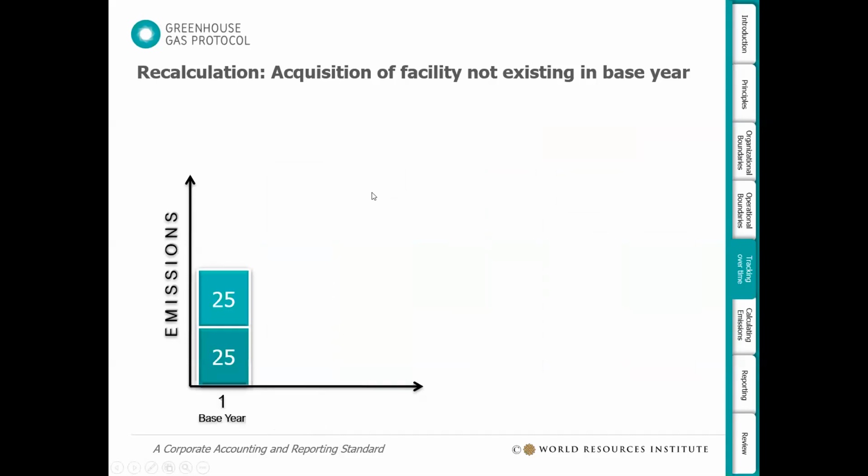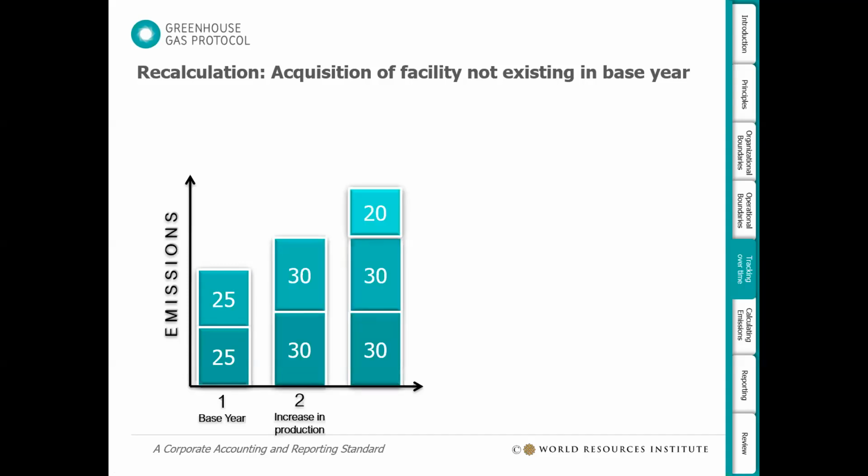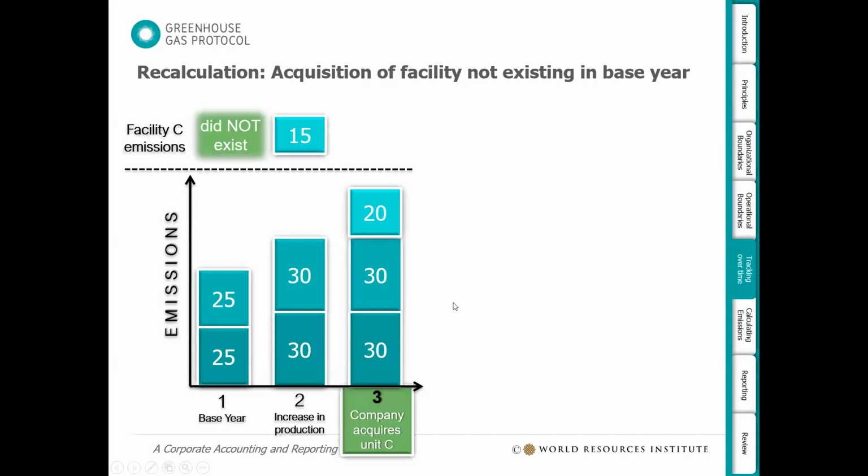And finally, one more example. Here, a company has acquired a facility that didn't exist in its base year. In year 1, the company emits 50 tons. In year 2, again, the company experiences organic growth that doesn't trigger recalculation of the base year inventory. And in year 3, the company acquires Unit C. And we can see here that Unit C didn't exist in the base year of the reporting company, but it emitted 15 tons in year 2 and 20 tons in year 3.